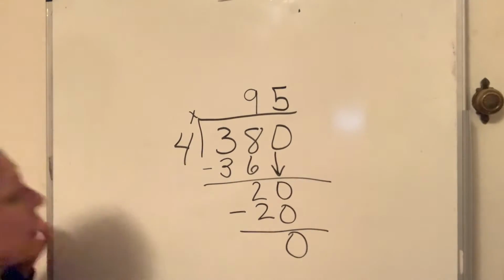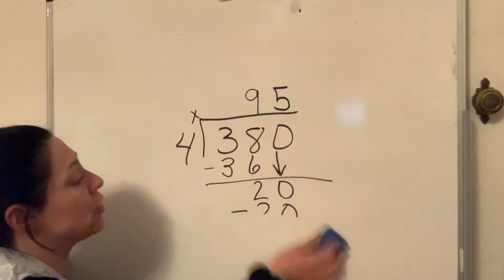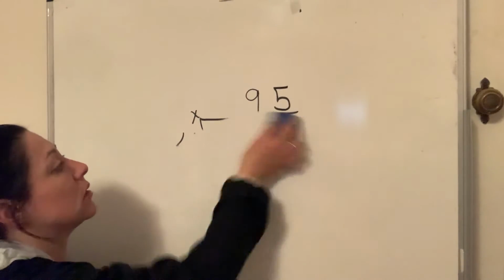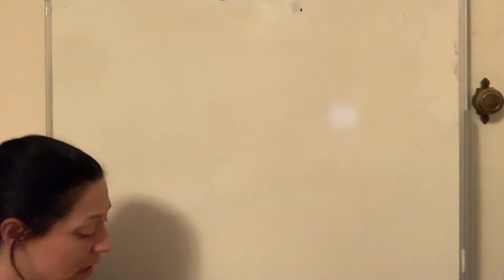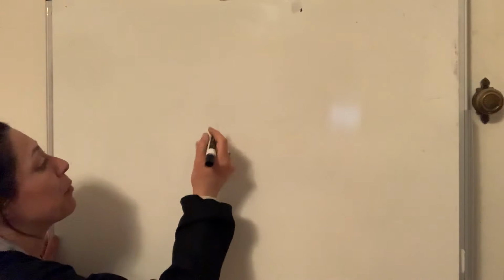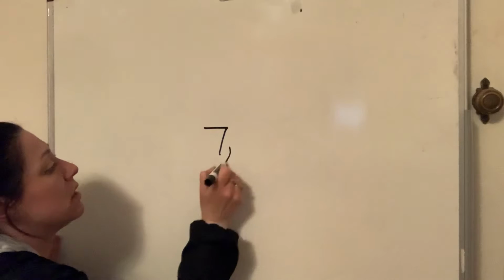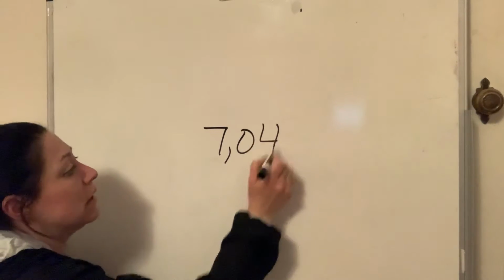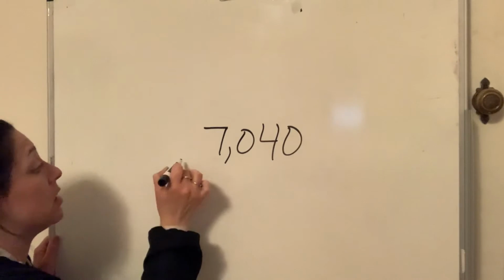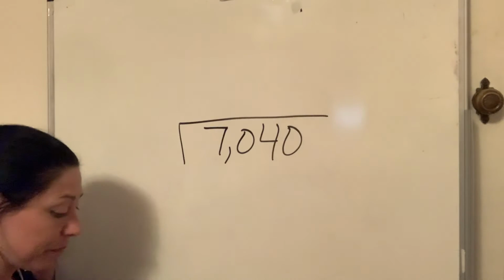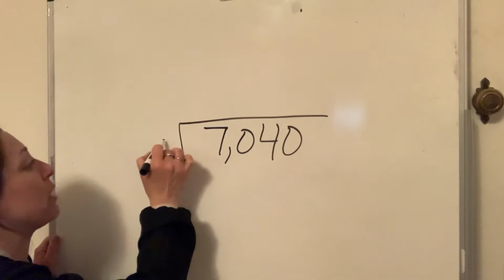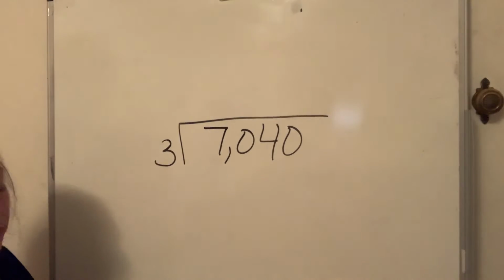All right, let's try a different one. Let's try one that goes right into the thousands. So let's do 7,040 divided by, let's do 3. All right, here we go.